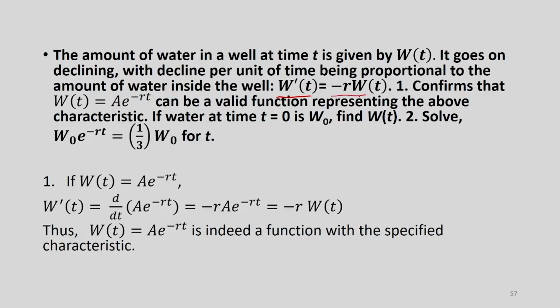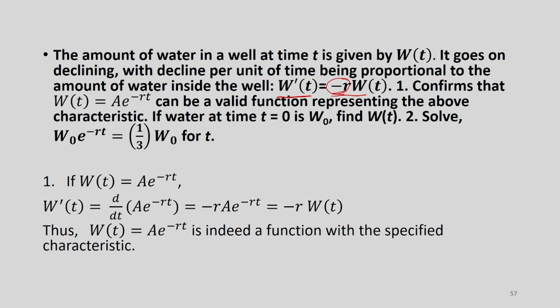So it is written as minus R multiplied by W(t). W(t) is the amount of water inside the well. So it is getting multiplied with some constant, and that constant is minus R. Why minus? Because there is a decline in water. So W'(t) is negative. So that's why they have taken the minus sign here.